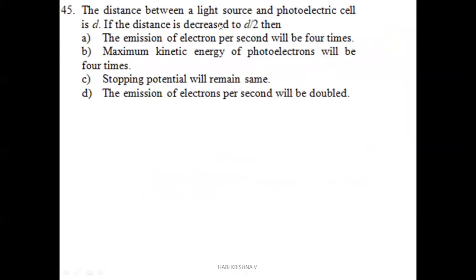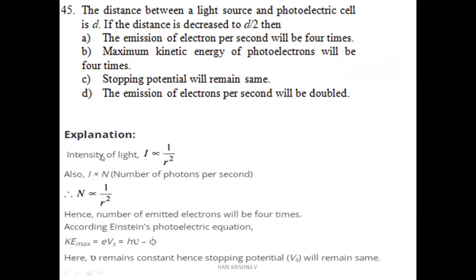Next, the distance between the light source and the photoelectric cell is D. The distance is decreased to D by 2. So intensity is inversely proportional to R square, and the number of photons is inversely proportional to R square. Hence, the number of emitted electrons will be 4 times when squaring D by 2. So the first option is correct. Again, if you see Einstein's equation, K max is equal to h nu minus work function, so it remains constant, and stopping potential also remains constant. So options A and C both are correct for this question.